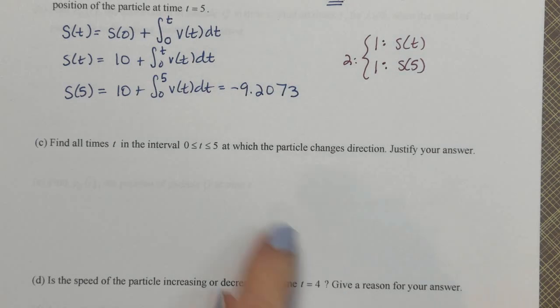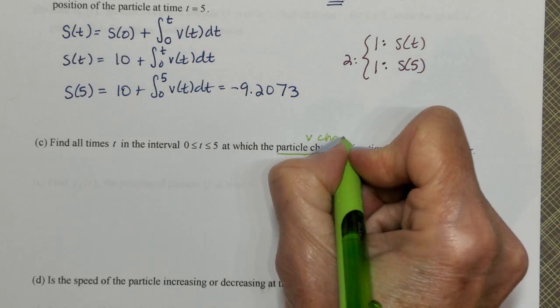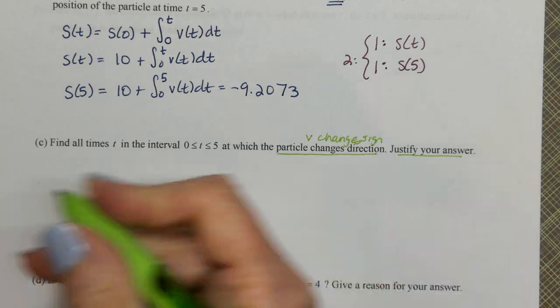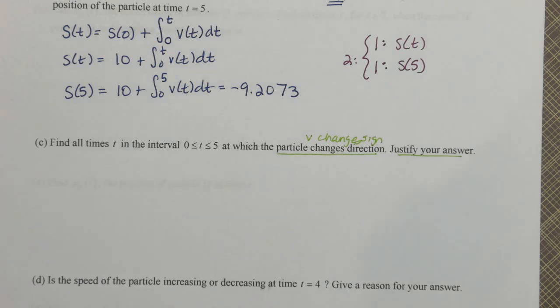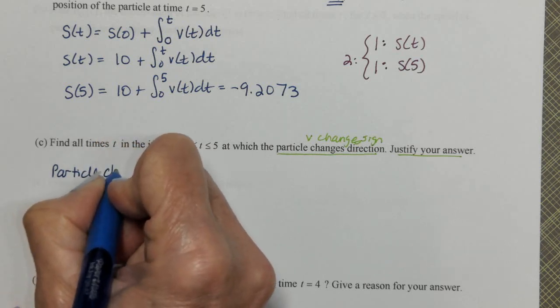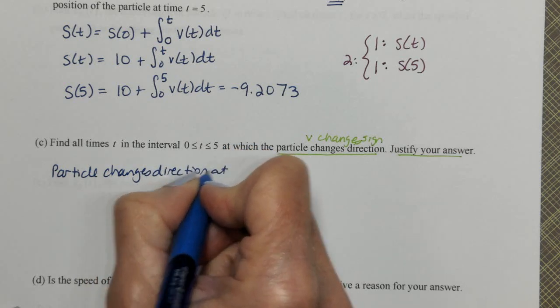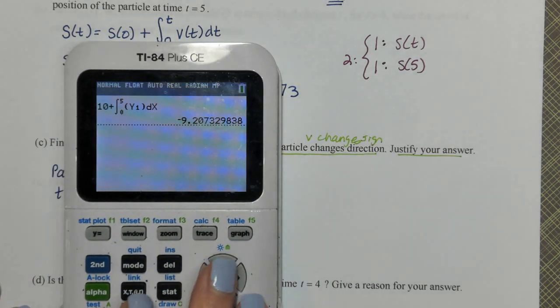Part C. Find all times between 0 and 5 at which the particle changes direction. Well, the particle changes direction when v changes sign. That's going to be our justification. And if you want to write that first, write it first, and then your justification would be done. Okay? So the particle changes direction at t equals, okay, let's go see when does v change signs.